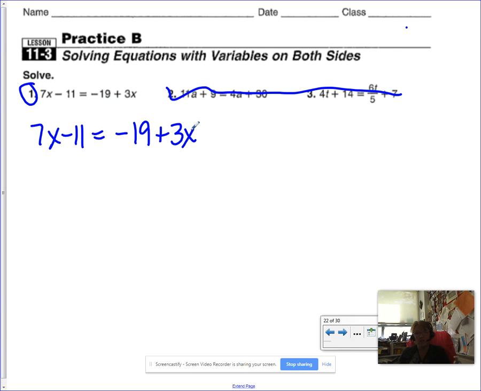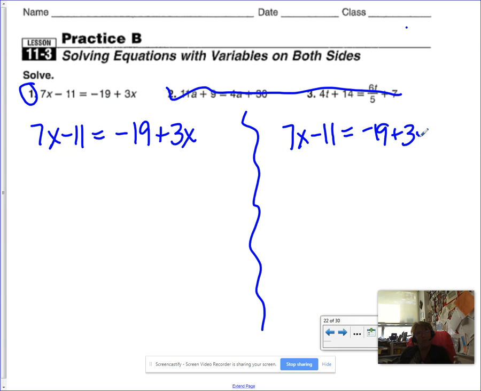I want you to do this on a separate piece of paper because this worksheet doesn't give you anywhere near enough room. Now, I am going to write this again over here, and here's why. I'm going to prove to you that it doesn't matter which side you go after to attack. You just have to pick one. At the very end, you're going to end up with the same exact answer.